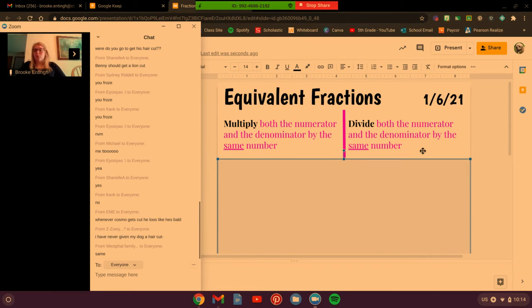So for example, if we had 1/2, it'd be a 1 on top and a 2 on the bottom. I couldn't multiply the 1 by 2 and then multiply the 2 by 3. I would have to multiply both the 1, which is the numerator, and the 2, which is the denominator, by either multiply them both by 2 or multiply them both by 3. Whatever we do to the top, the numerator, we have to do to the bottom, the denominator.